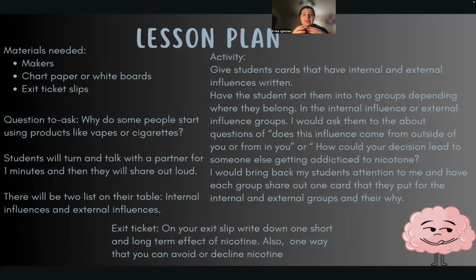So if one of the cards they believe it belongs in external, then they'll put it in external. Or if they believe it belongs in internal, then it'll go to internal. Vice versa. I would ask them to think about some questions such as, does this influence come from outside of you or from in you? Or how could your decision lead to someone else getting addicted to nicotine? Then I would bring back my students' attention to me and have each group share out one card that they put down for internal and external groups and their why.